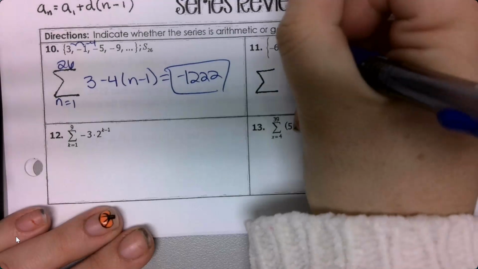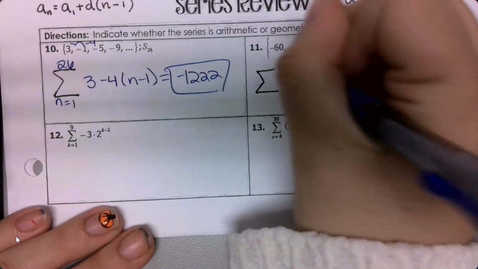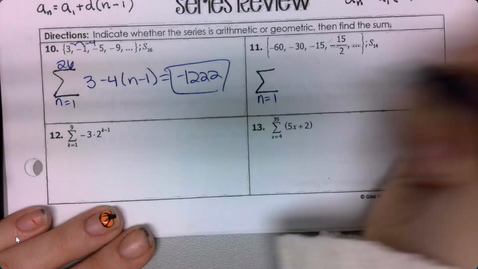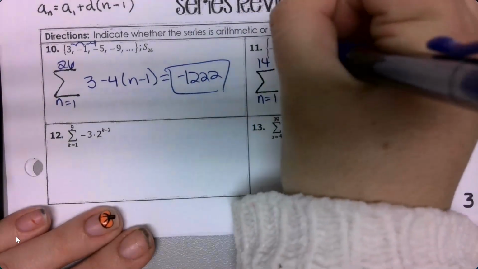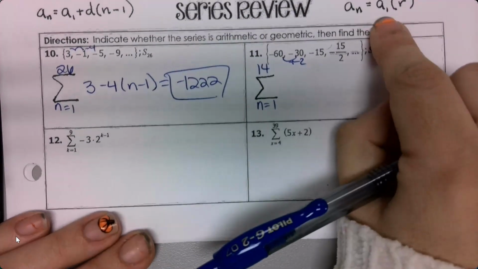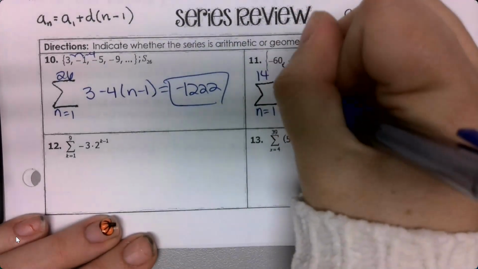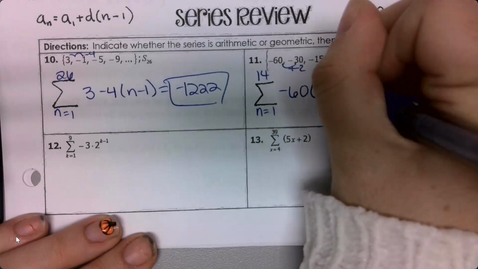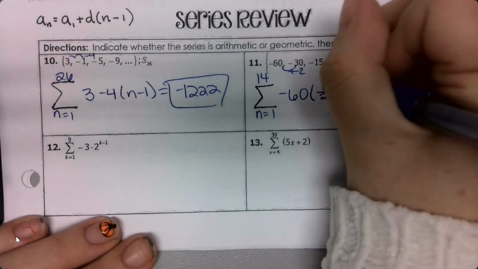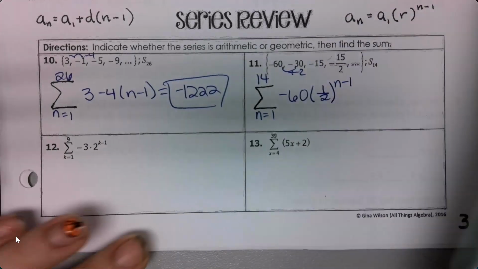On this one, I am dividing by 2, so I am going to again start at 1. And this time, I start with my first term, which is negative 60. And dividing by 2 is the same thing as 1/2, multiplying over and over again, n to the minus 1 power. So I'm going to type this in.